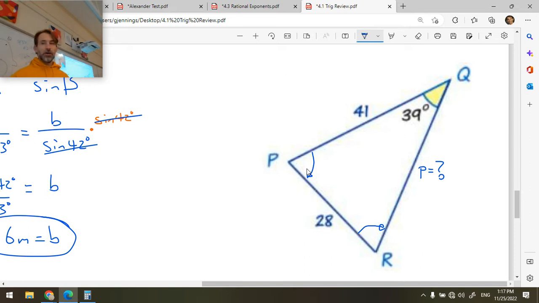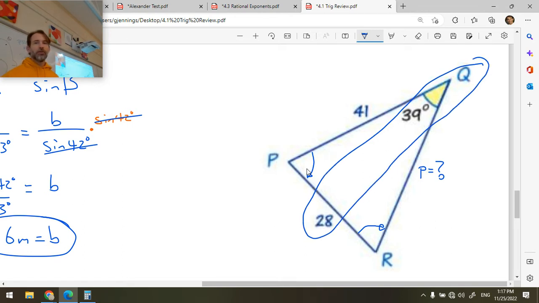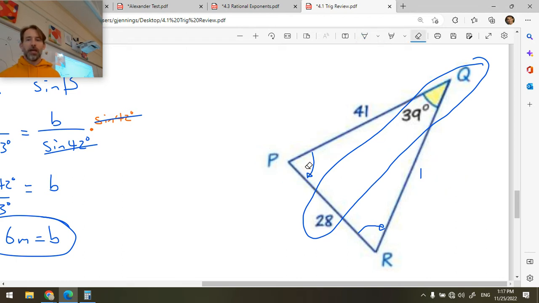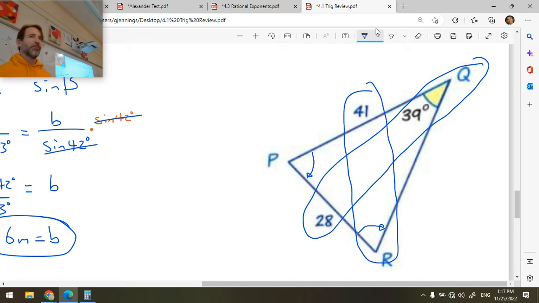I notice that I have this pair of information here. Whenever I have that pair of information, I can use sine law. Sine law is comparatively simple compared to cosine law, so use sine law when available. If I don't have this pair, I need to go looking for something else. And the other thing that I see as well, I can find angle R here. If I had angle R, I can use a little strategy to find angle P.